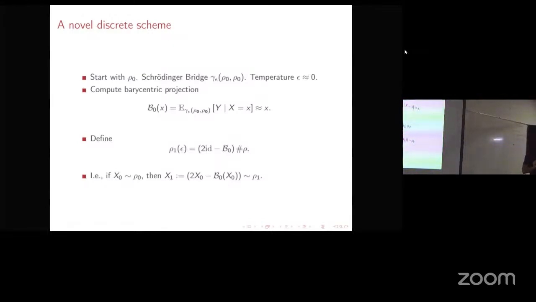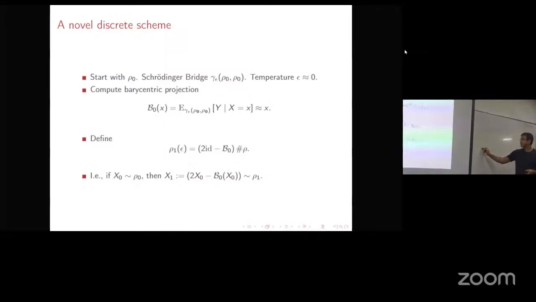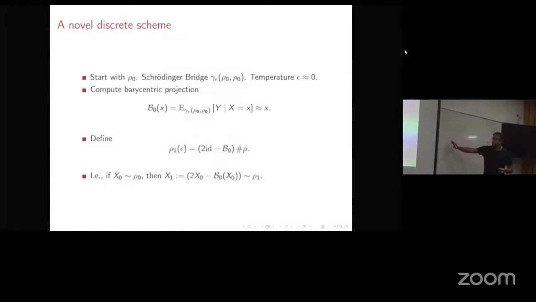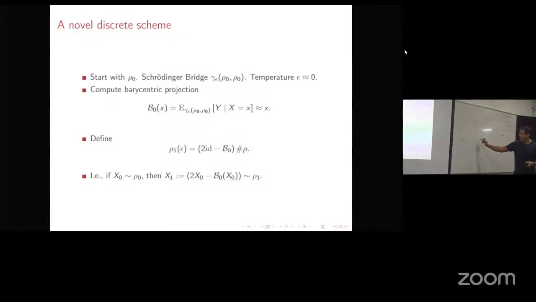For every positive epsilon, however, I have a joint density, and this joint density is my gamma epsilon, rho naught to rho naught. But in general, we have no idea what these joint densities are. However, there's something that we can tell. We know that this must converge to identity. And so if I look into this barycentric projection, this conditional expectation of y given x equals x, I know that this must be close to x. Not exactly x, perhaps, but close to x. Clear?